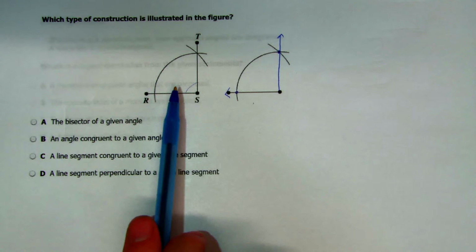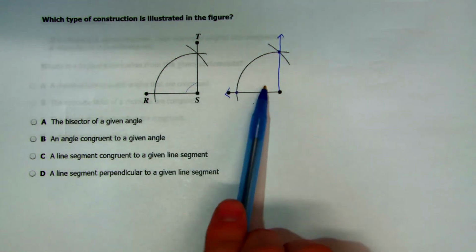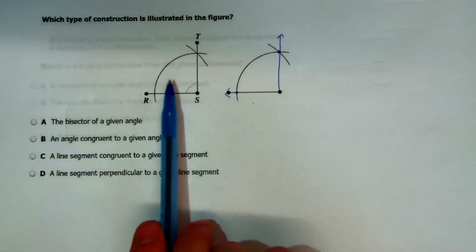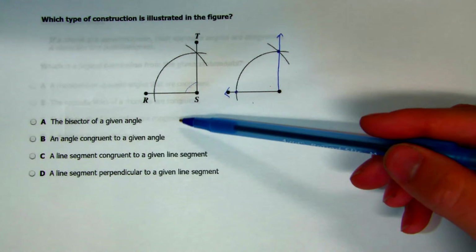And if you look at the angle on the left and the angle on the right, hopefully you notice that they look like they're basically the same. So we're looking for an answer choice that says we took an angle and we made another angle that's the same. Answer choice A is the bisector of a given angle.